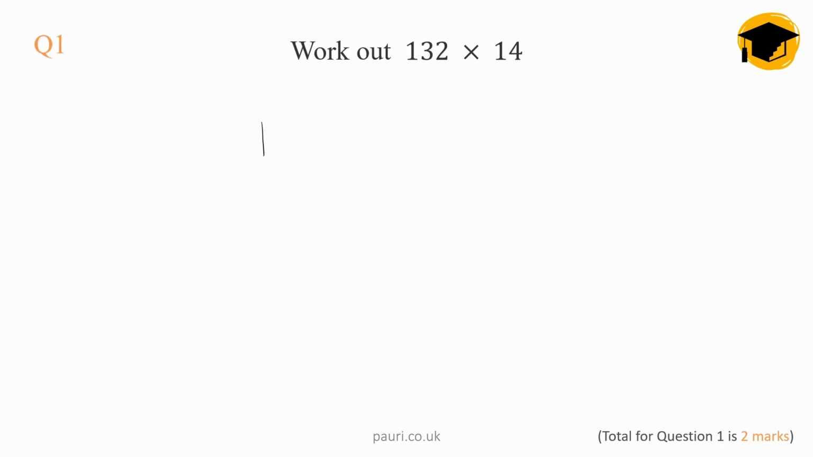Question 1. Work out 132 times 14. Give yourself lots of space. Line up your place values. You're going to do 4 times 132 and then 10 times 132. 4 times 2 is 8. 4 times 3 is 12. 4 times 1 is 4 plus 1 is 5. What you can do is get rid of this 1 that was a remainder at the top because we don't need that anymore. Add a 0 because we're looking at the tens column now, which is over here.